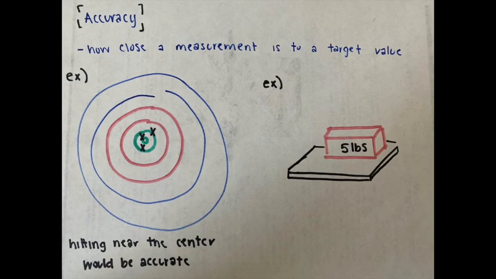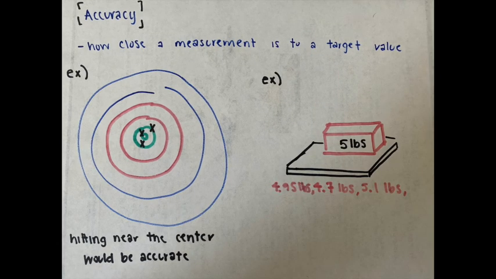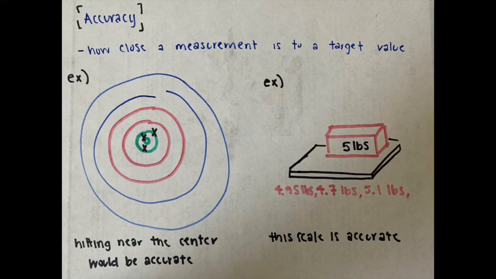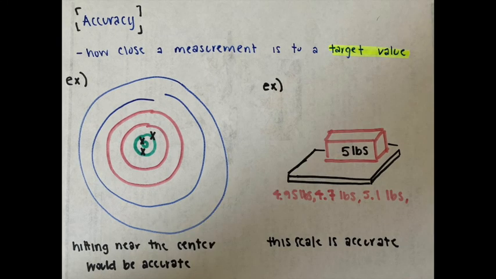Now let's look at another example that includes a weight and a brick. In this case, the known value of the brick is 5 pounds. When we use the scale to measure the brick, we can see that the scale measures it at 4.95 pounds, 4.7 pounds, and 5.1 pounds. From these measurements, we are able to say that the scale is accurate. In both of these instances, the measurements are close to a target value, which is what has to do with accuracy. Now let's move on to precision.